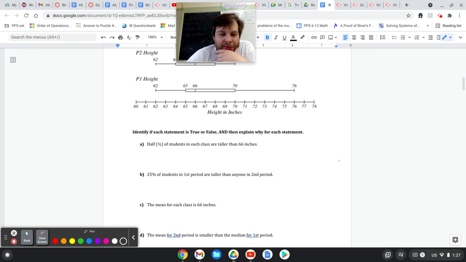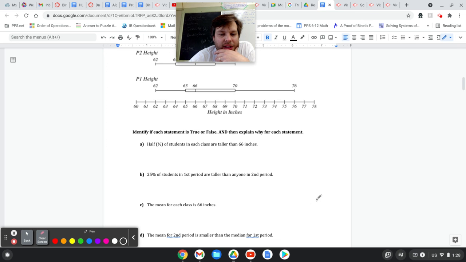Part D, the mean for second period is smaller than the median for first period. You should say false here as well, because again, you can't tell the mean. So I don't know what second period's mean is. So I would say false. I don't know if that is true.